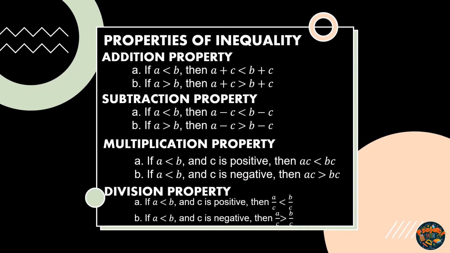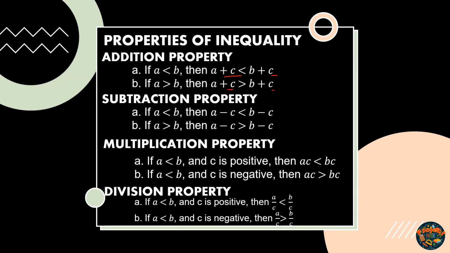Let us recall the properties of inequality. In addition property, if A is less than B, then A plus C is less than B plus C. If A is greater than B, then A plus C is greater than B plus C. So in other words, we just added C on both sides of the inequality.